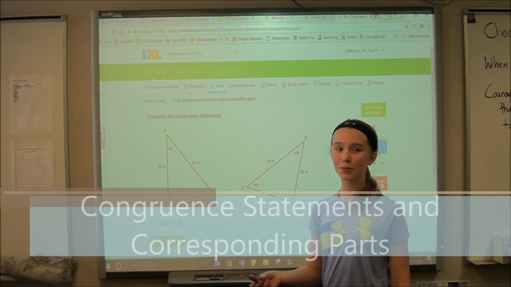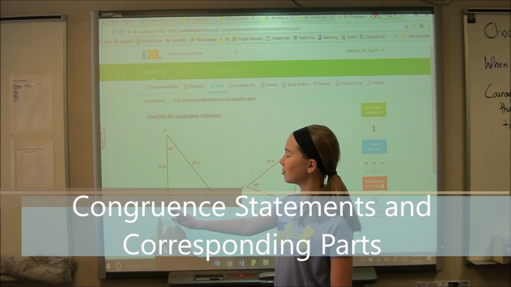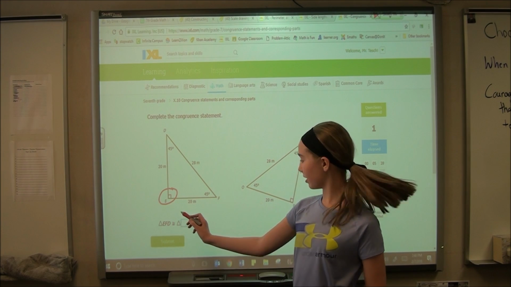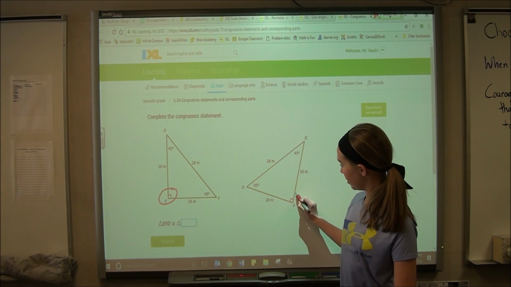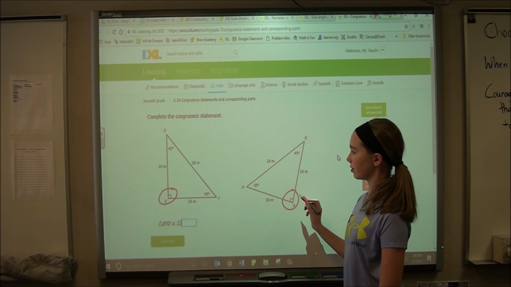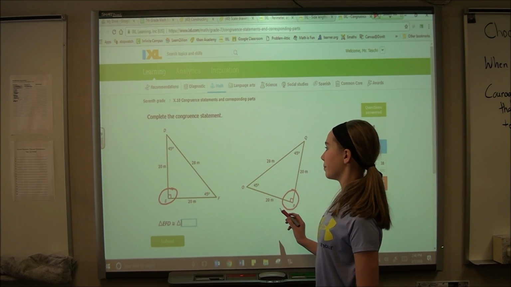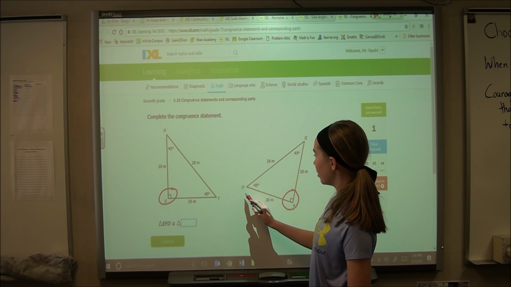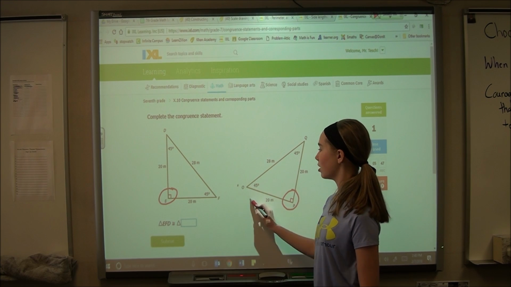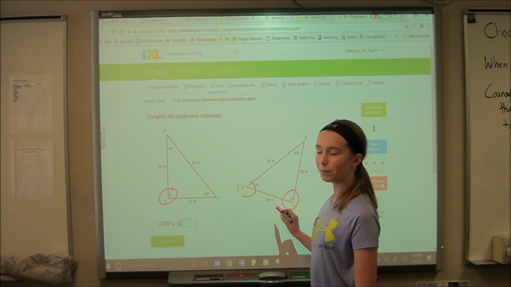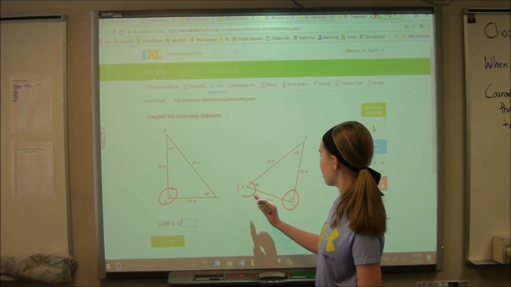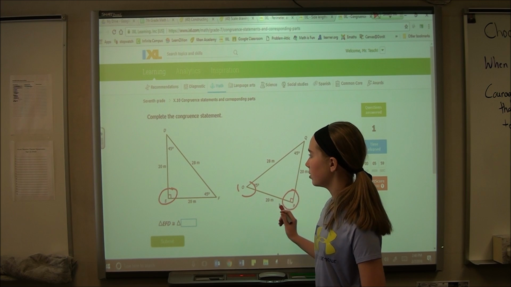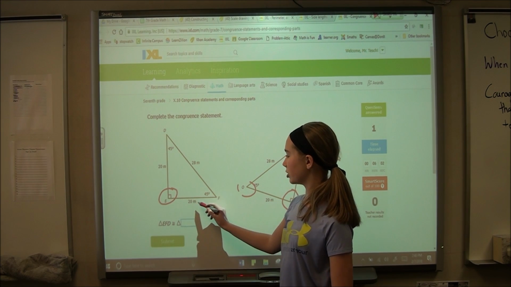Okay. For this problem, we have to figure out which letters are the same. So we can see here that E is a 90-degree angle, and we can also see that P is a 90-degree angle. So we know that those two are the same. And O has 20 meters between O and P, and O also has 28 meters between O and Q. So we have to find out which ones are the same.